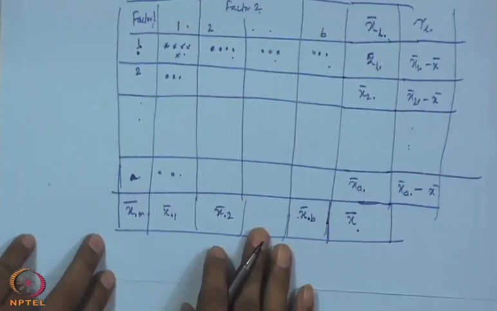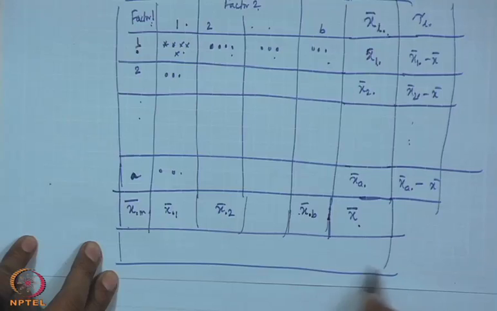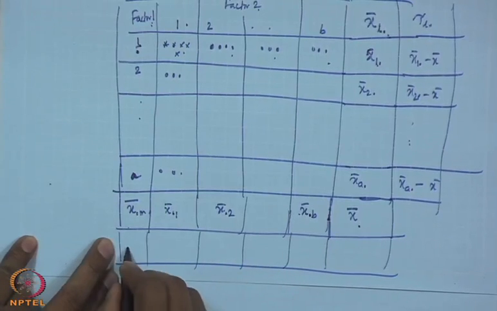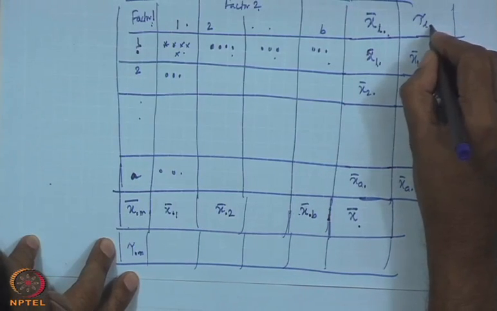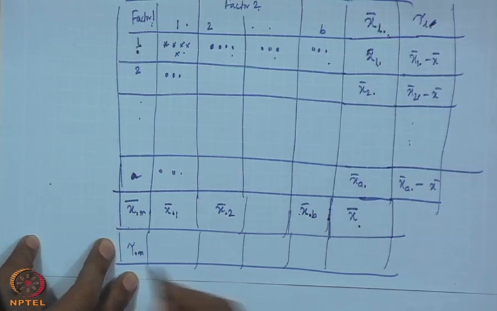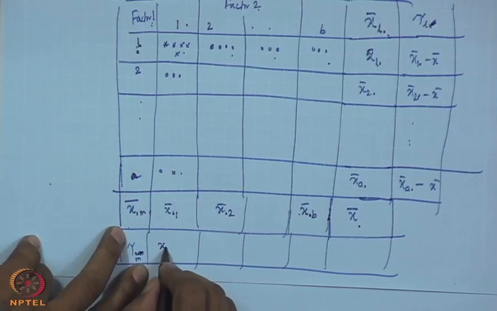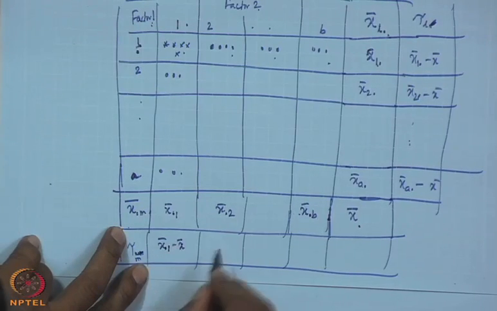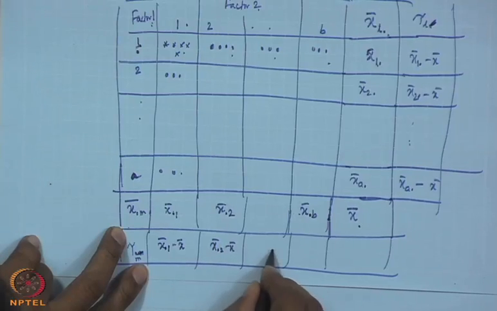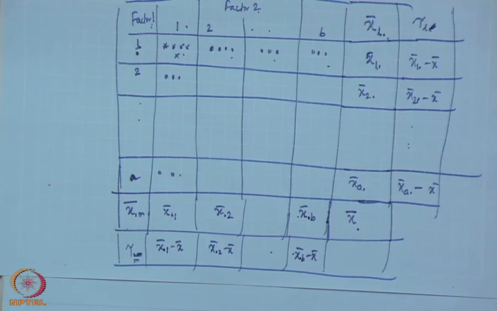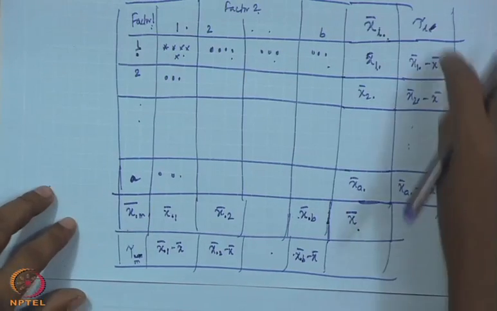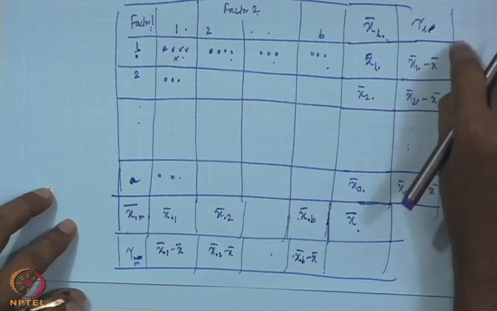Similarly, here also you can find out, yes or no? I think we will not use this one dot here, tau L, and similarly here we will use tau M. Then this one will be your x dot 1 bar minus x bar, x dot 2 bar minus x bar, like this x dot b bar minus x bar. This is known as two-way ANOVA.